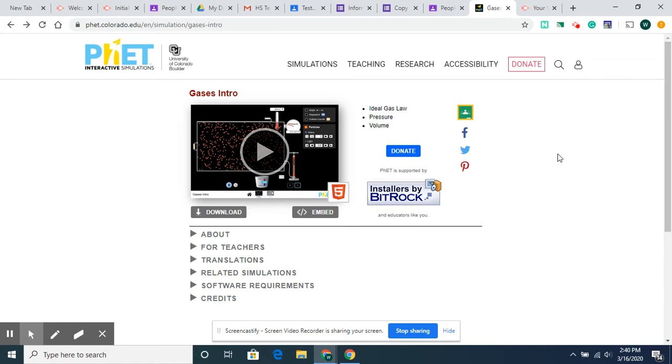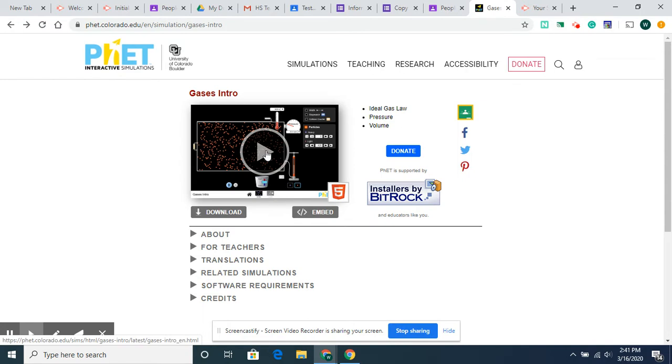All right, you will be getting a link called PhET colorado.edu, and we're going to be getting into our next chapter dealing with gases. This will be a learning tool for you to figure out how temperature, pressure, volume, and number of molecules or particles affect one another. These are called gas laws. We're going to take a look at each gas law.